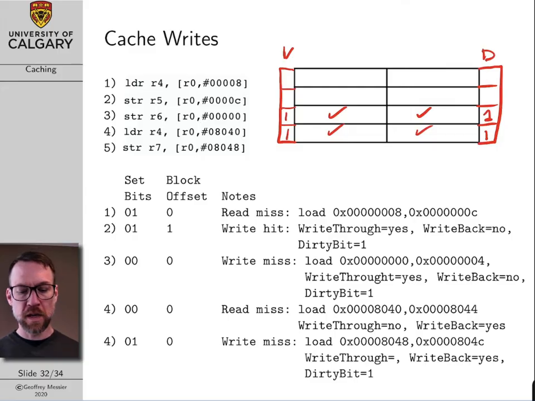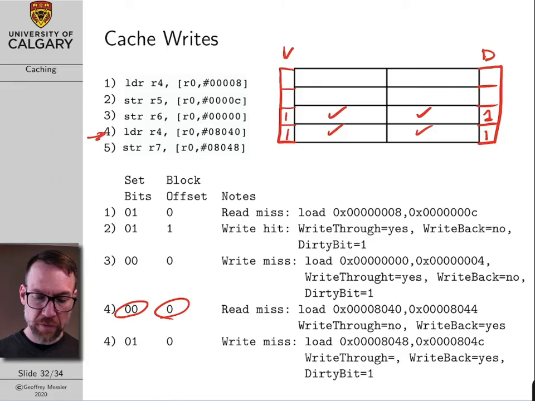And so the next thing we're going to do is execute this load word command. It's going to try to load a value from address 8040. The set bits and block bits for address 8040, or the set bits, correspond to this first set. And we've already got data in here that we have modified because our dirty bit is equal to 1. Now, our processor is going to check the tag bits on address 8040, and they're going to find that they don't match the current tag bits in set 0.